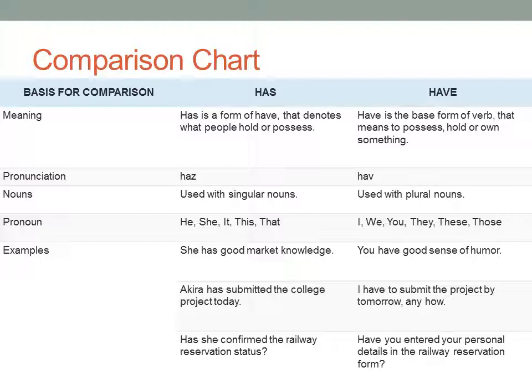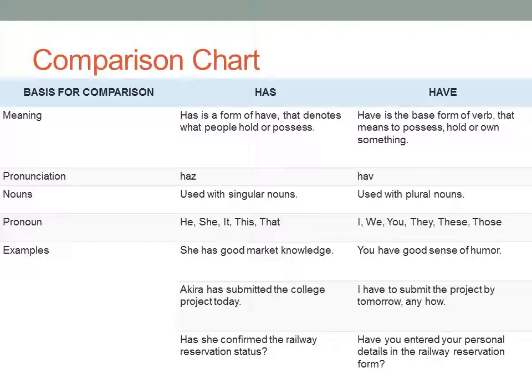Pronunciation: has and have. Here I mention Z because it is pronounced Z. Has and have. Nouns: has we use with singular nouns. Similarly, have we use with plural nouns.